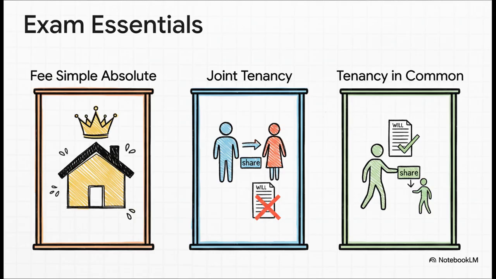Number 1, fee simple absolute is the king of ownership, the most complete you can get. Number 2, joint tenancy equals the right of survivorship. The survivor gets it all, which means it is not inheritable. And number 3, tenancy in common equals inheritable shares. You can pass it on in your will. You have to lock these 3 points in your brain.